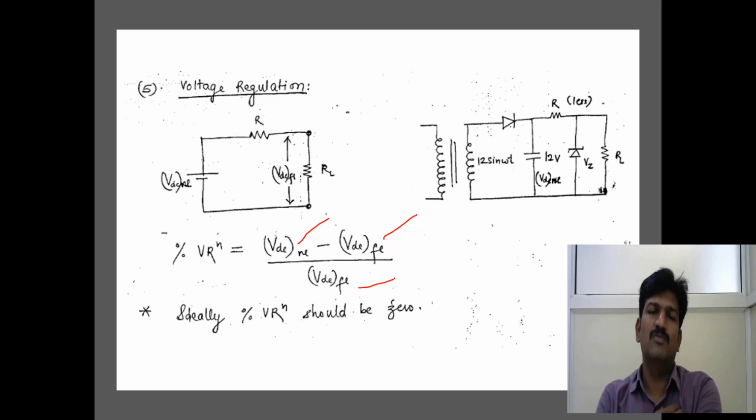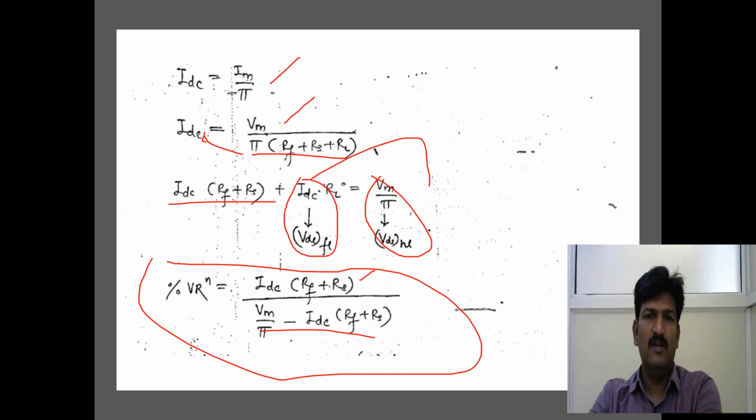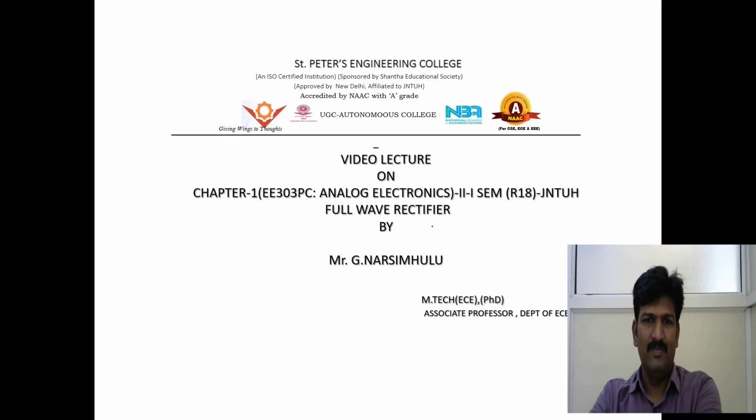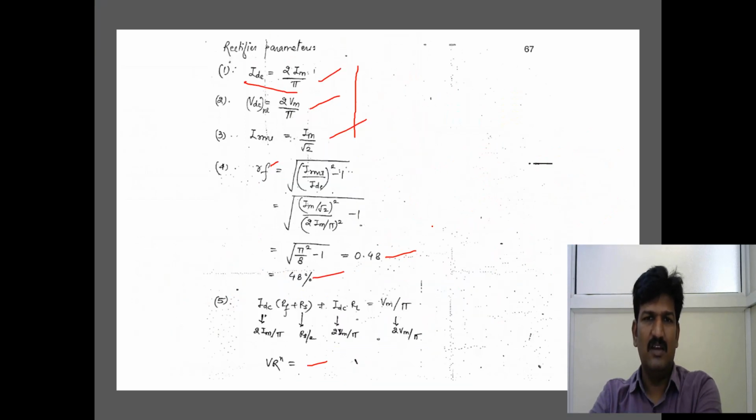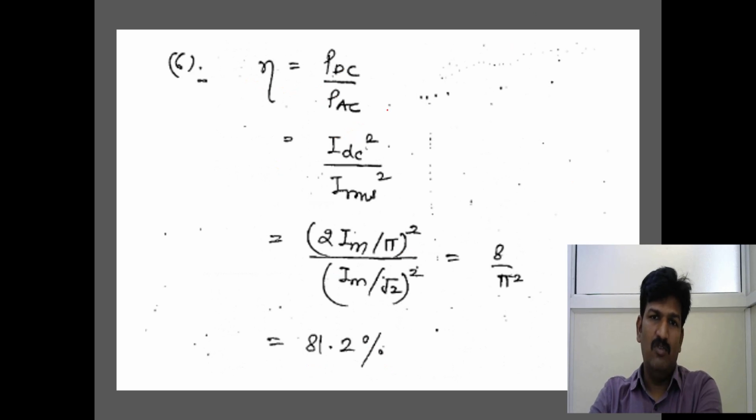You have to substitute VDC no load, VDC full load, all these things. Note this: VDC full load and VDC no load, the same thing you have to apply here, so that you can understand what I mean to say. Then you write the equation here for the percentage of voltage regulation for the full wave center tap rectifier, and what is the regulation efficiency?